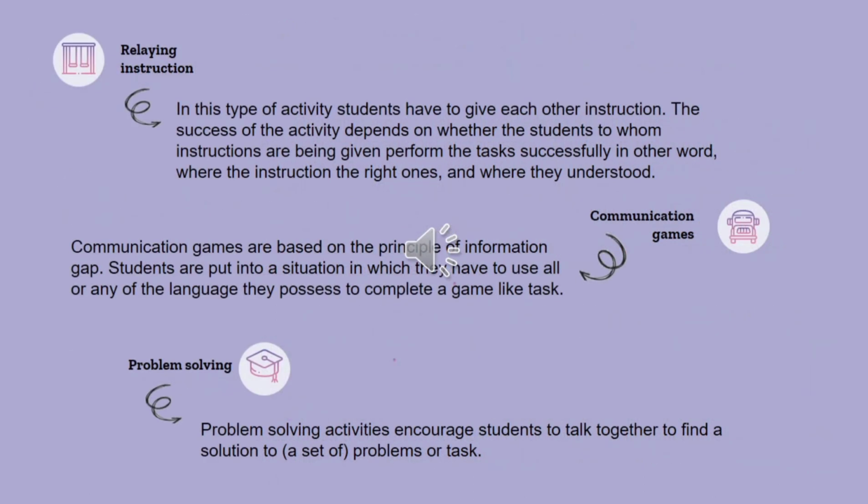Number 3. Relaying instruction. In this type of activity, students have to give each other instructions. The success of the activity depends on whether the student to whom instructions are being given performs the task successfully. In other words, were the instructions the right ones, and were they understood?